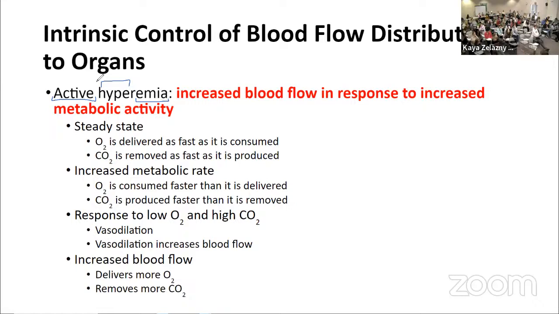We increase this blood flow, it means we're bringing more oxygen, right? That's what we wanted. We're feeding that metabolically active tissue more oxygen because it's metabolically active. And because we have more blood flow, we can take away more CO2. So we're basically erasing this buildup and this disturbance to the balance of oxygen and CO2 here.